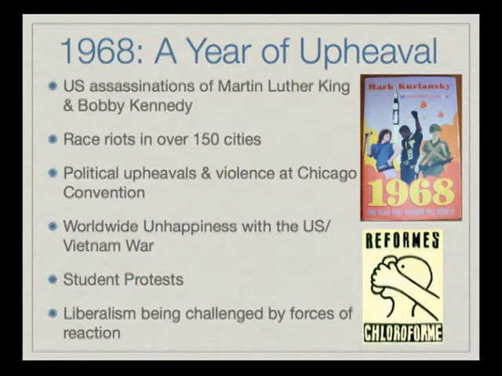1968 then is the other context that we need to talk about. And again, as I told you, it was a year of things that were happening. It was, of course, for the United States, a year of shock, because of the assassinations of Martin Luther King and Bobby Kennedy, just a few months apart. We had race riots in over 150 cities that summer. Our political upheavals, with President Lyndon Johnson pulling out of the race for president that year, and the anti-war movement and violence at the Chicago Convention, seemed to look like the United States was falling apart.